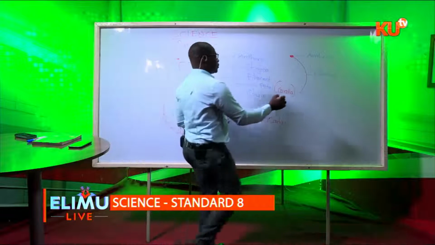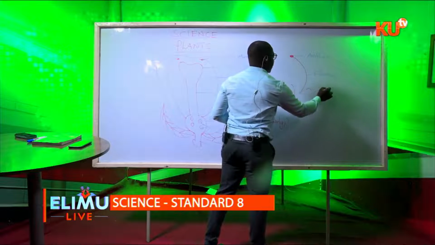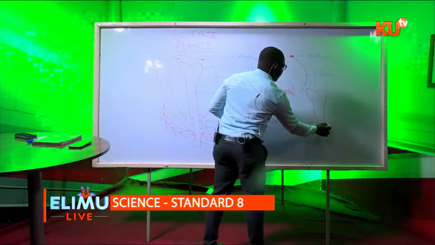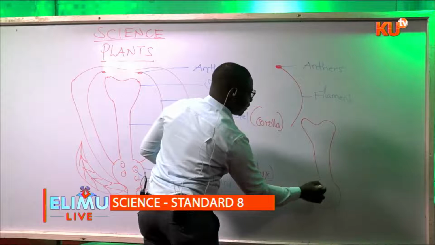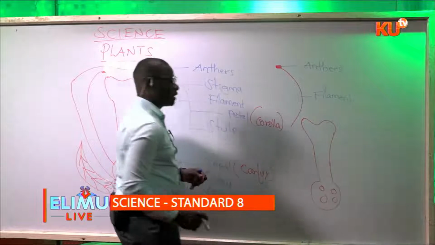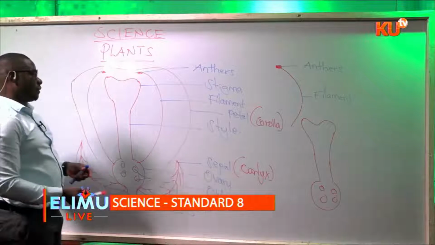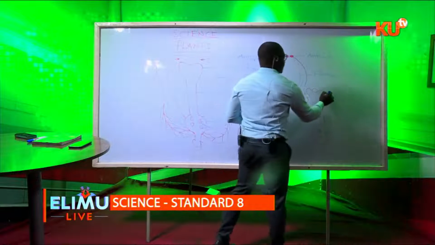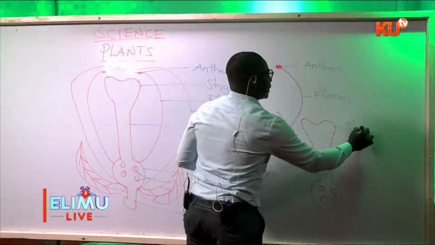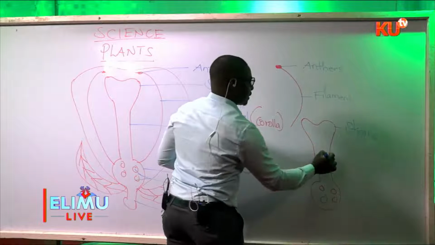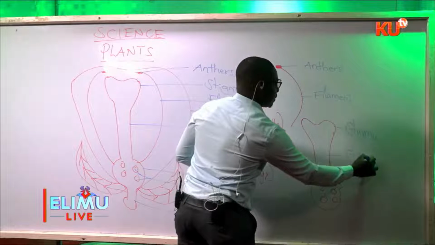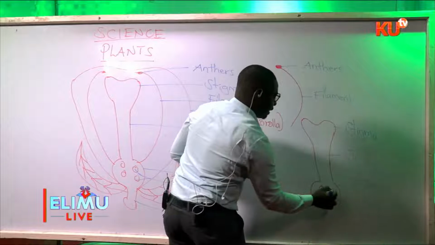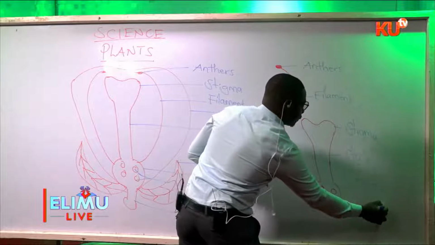When we come to draw the female parts of the flower, we draw the female parts only. The female part of the flower will be found at the central of the flower, inside the flower. The female parts of the flower give us the stigma, the style, the ovary, and finally the ovules.